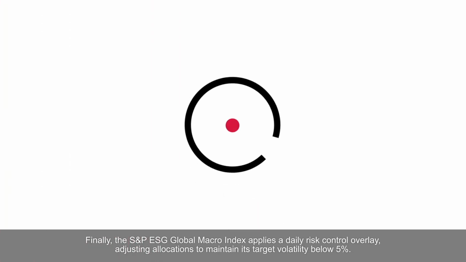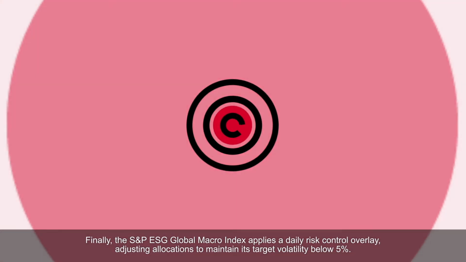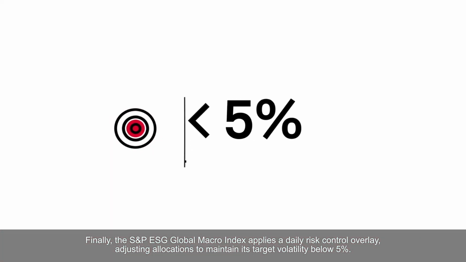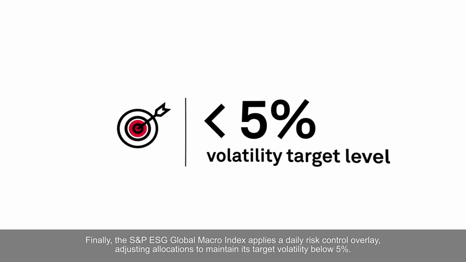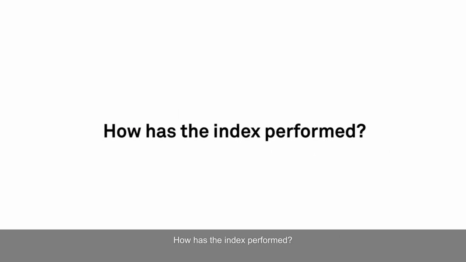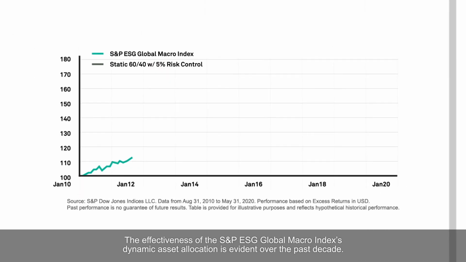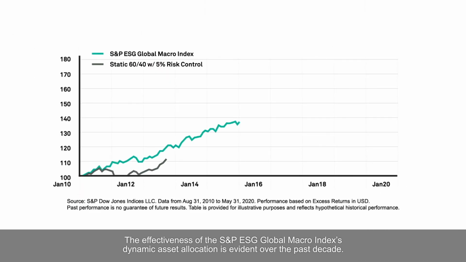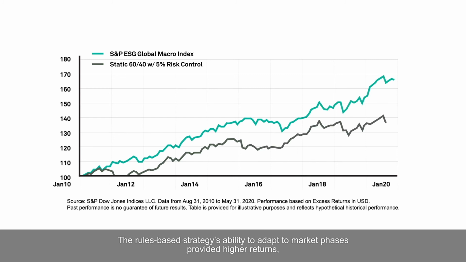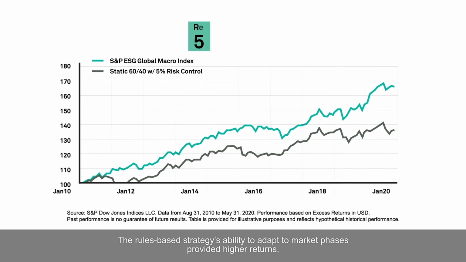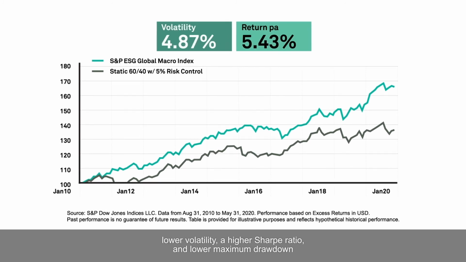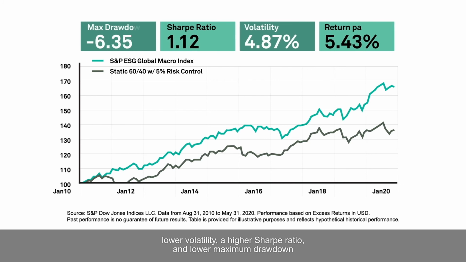Finally, the S&P ESG Global Macro Index applies a daily risk control overlay, adjusting allocations to maintain its target volatility below 5%. How has the index performed? The effectiveness of the S&P ESG Global Macro Index's dynamic asset allocation is evident over the past decade. The rules-based strategy's ability to adapt to market phases provided higher returns, lower volatility, a higher Sharpe ratio, and lower maximum drawdown compared to a static 60/40 equity bond allocation with a 5% risk control overlay over the same period.